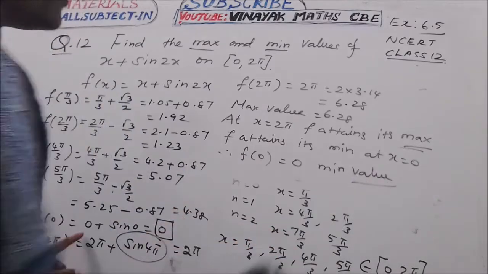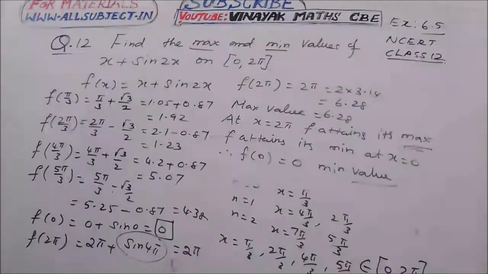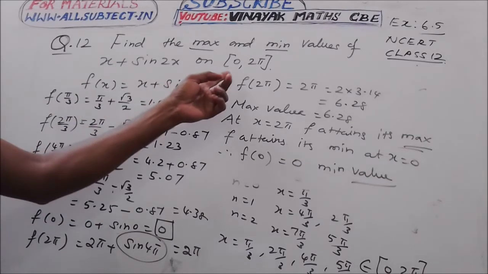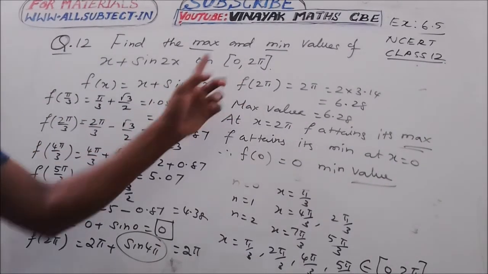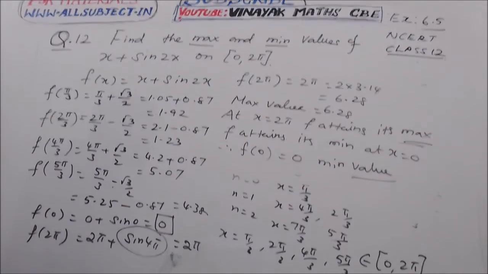So the given function f attains its maximum at 2 pi and minimum at 0. This means the function attains both its maximum and minimum at the endpoints of the interval.